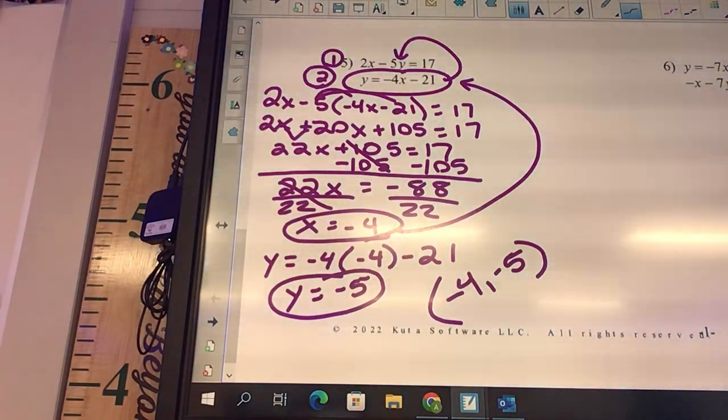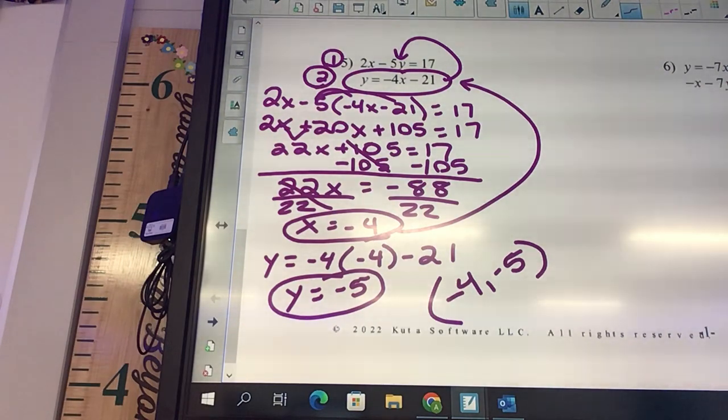Nice, I'm glad it's easy for you. If you can do this one, you can definitely do elimination, because elimination is easier than substitution.